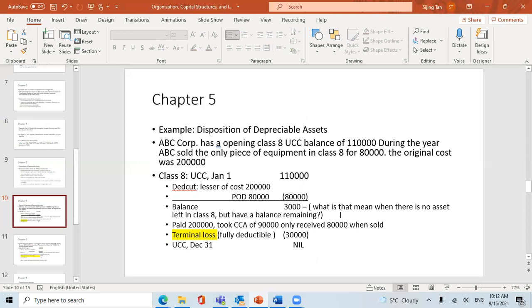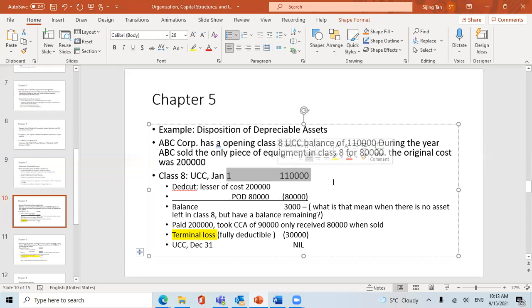which means that we originally spent $200,000 and we took CCA $90,000, and then it goes to our UCC $110,000. Now we only receive $80,000 when we sold. Okay, so it's less than what we bought it for. So we have a terminal loss. We need to fully deduct $30,000. I think I missed a zero. So $30,000. That leaves our UCC December 31st as zero.